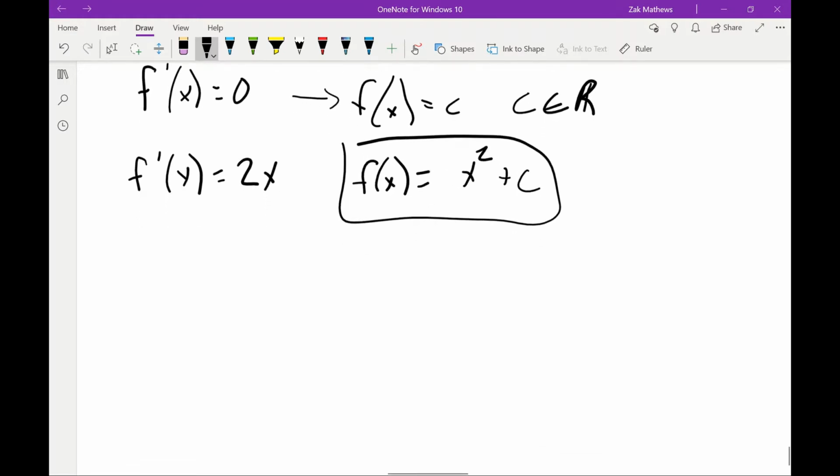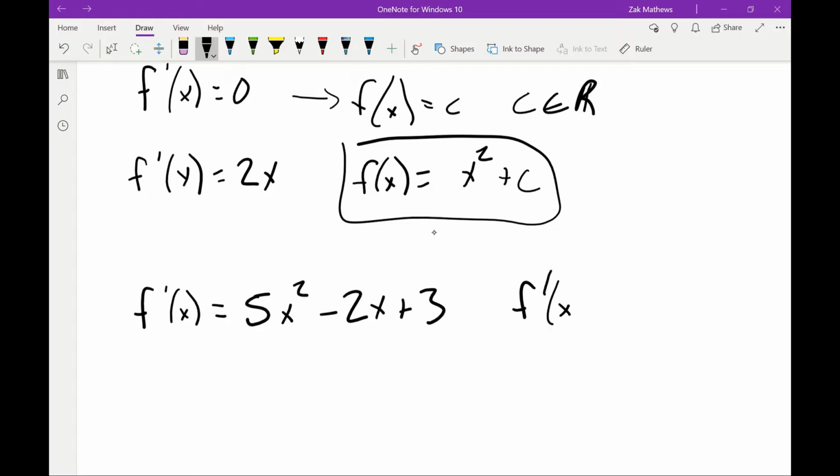Let's build on that a little bit. Let's say we have f prime of x equal to 5x squared minus 2x plus 3. So there's a little bit more going on with this one, but I'm going to approach it much the same way. I'm going to start with that 5x squared, and I'm going to say, what do I have to start with in order to get down to an x squared after I took a derivative? It had to have been an x cubed.